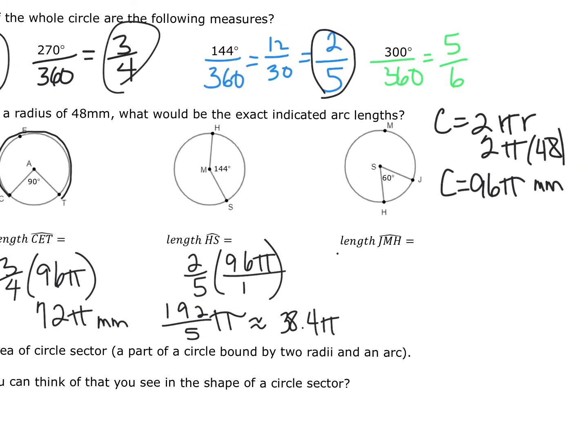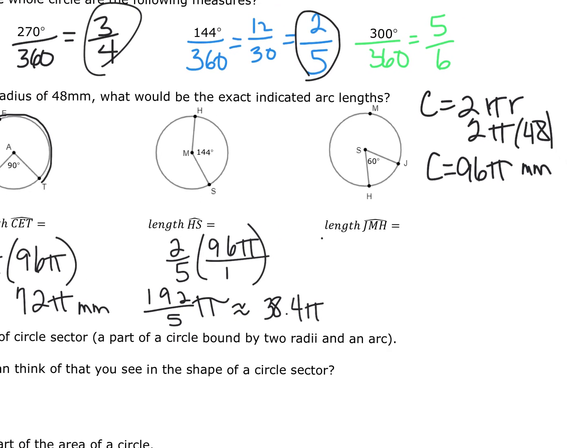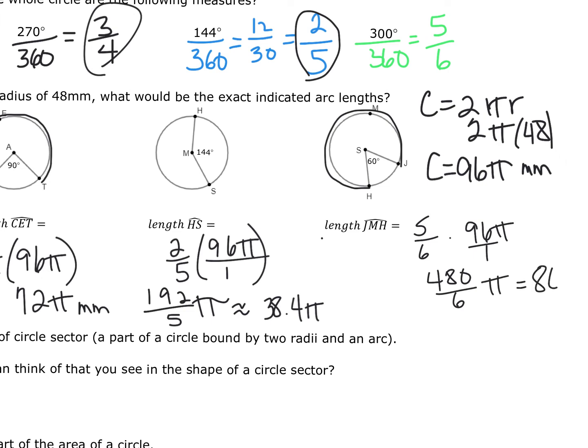And then one last example. We know that 5/6 of the circle is JMH, all the way around like this. So 5/6 times 96 pi is 480 over 6 pi, which actually does reduce to 80 pi, and that's millimeters.